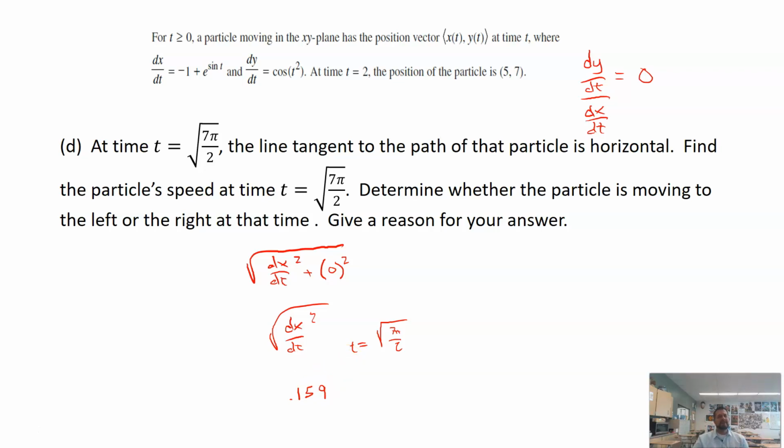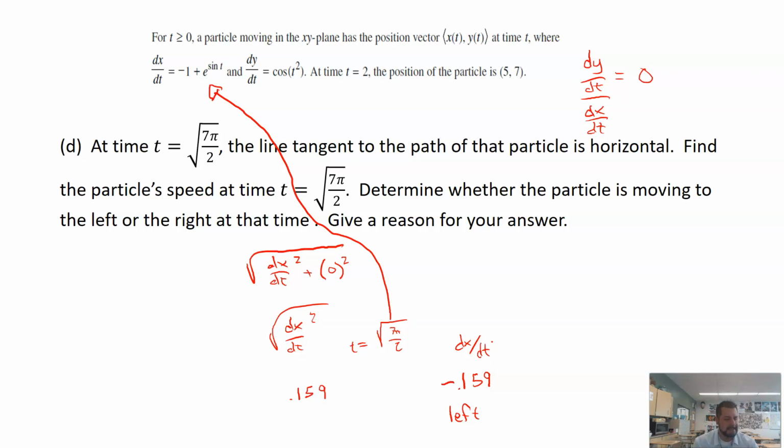Now, I also need to determine the direction the particle is moving, to the left or to the right. So what I have to do is plug this into dx/dt. And strangely enough, I get negative 0.159, which means, because that number is negative for dx/dt, that it is moving to the left. Now again, this one's a little bit weird on the particle's speed, but that's where the first point comes from. And then the other point comes from saying that it moves to the left due to the fact that dx/dt is negative at that time.